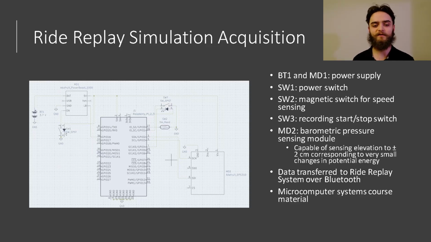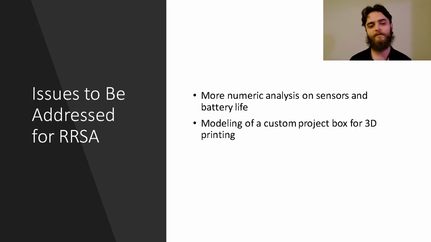MD2 is the altitude sensor, which has 2 cm precision. The device is capable of transferring data over Bluetooth, and it most easily relates to microcomputer systems content. Future sign-off submissions will require further numeric analysis on the sensors used and the battery life, as well as the modeling of a custom project box for 3D printing.